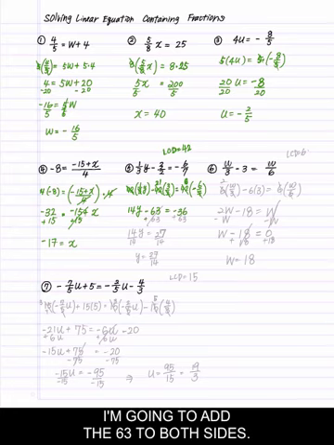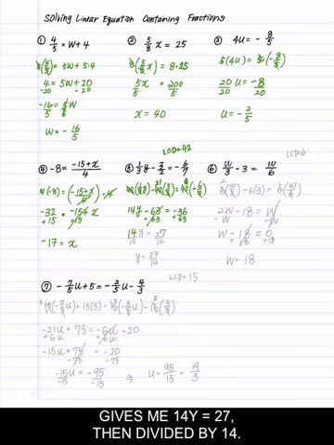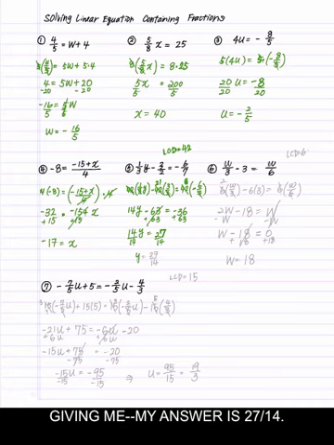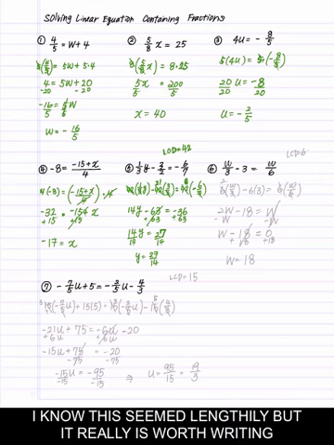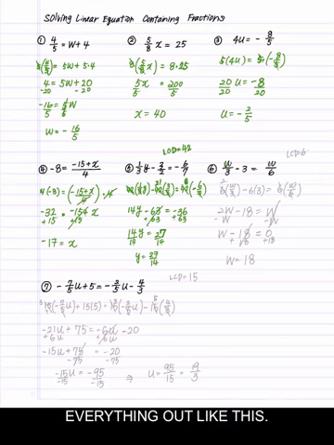I'm going to add the 63 to both sides, giving me 14y equals 27. And then divide by 14, giving me my answer is 27 over 14. I know these seem lengthy, but it really is worth writing everything out like this.